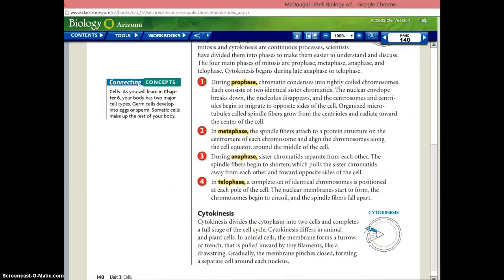Cytokinesis. Cytokinesis divides the cytoplasm into two cells and completes a full stage of the cell cycle. Cytokinesis differs in animal and plant cells. In animal cells, the membrane forms a furrow or trench that is pulled inwards by tiny filaments, like a drawstring. Gradually, the membrane pinches closed, forming a separate cell around each nucleus.